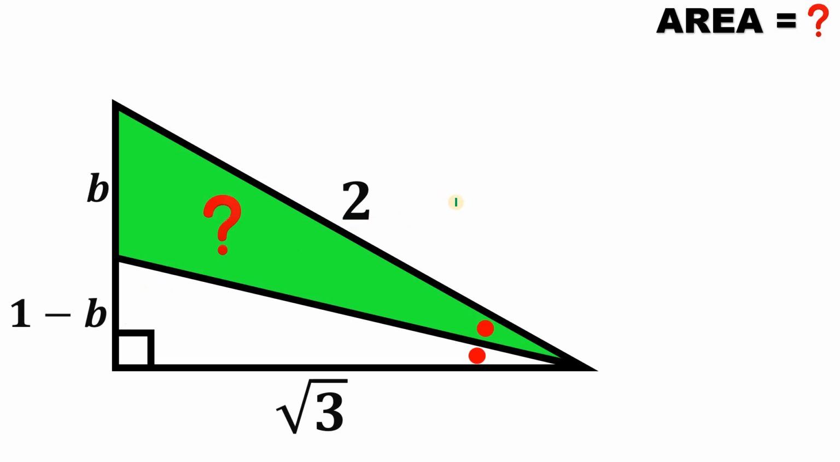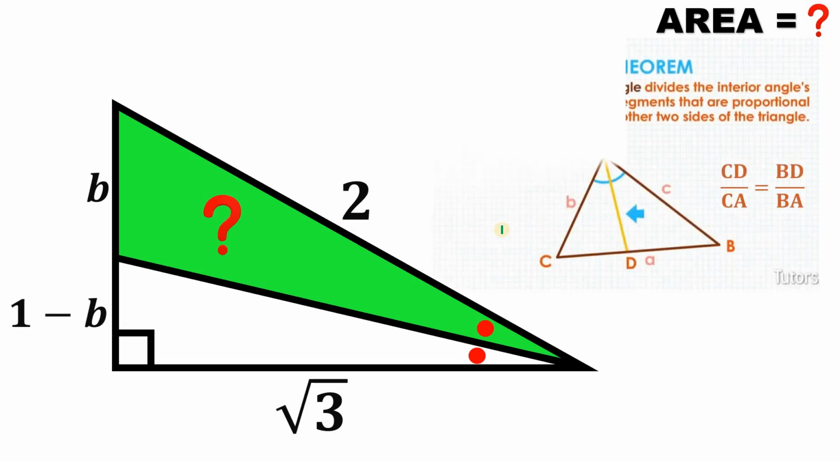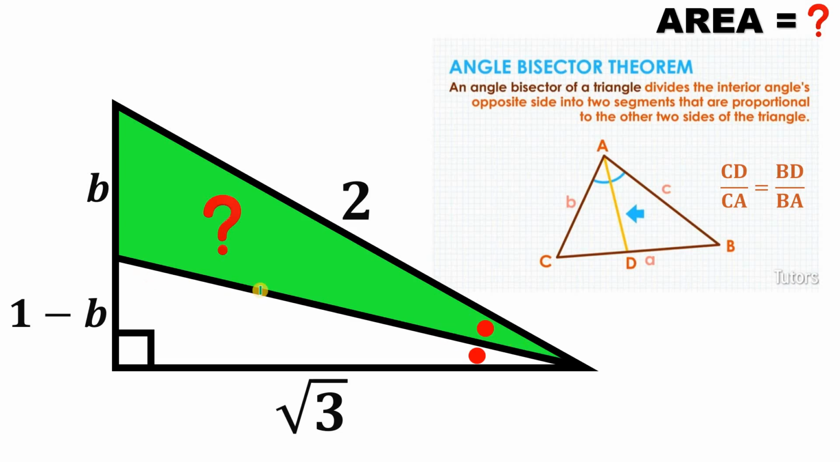Now, why do we do that? Because we will use one theorem, and this is the angle bisector theorem, because we have here an angle bisector. An angle bisector of a triangle divides the opposite side into 2 segments that are proportional to the other 2 sides of the triangle. Now in this given figure, we can say that CD over AC equals BD over BA.